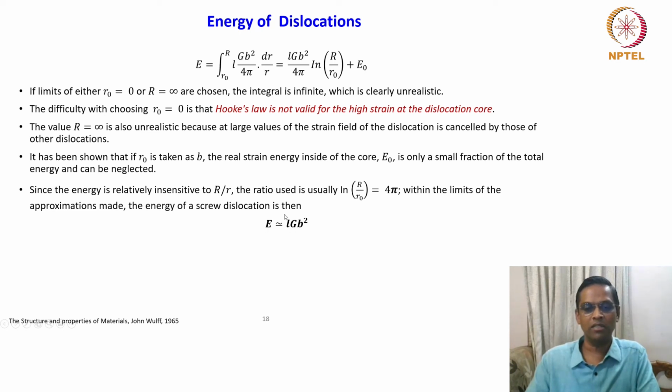So what is the message? The energy is proportional to the square of the Burgers vector. This you have to remember. That is what we showed in the beginning, but this is what we have finally arrived at also.